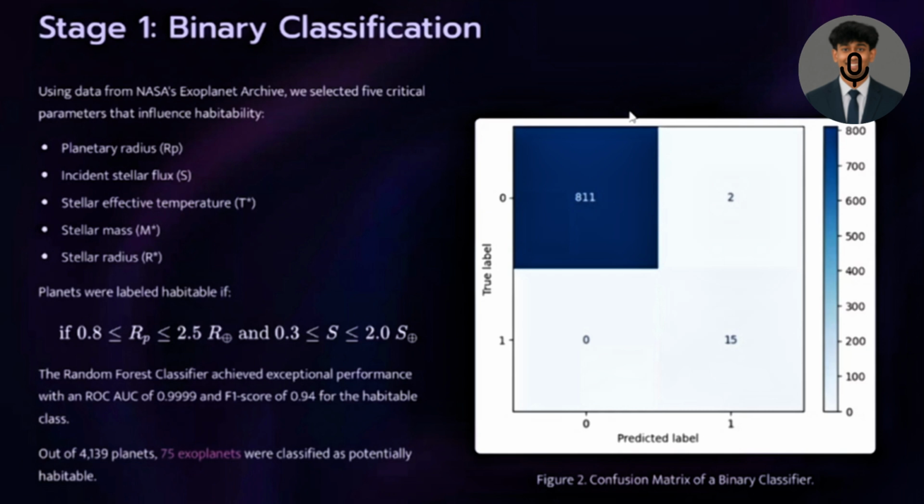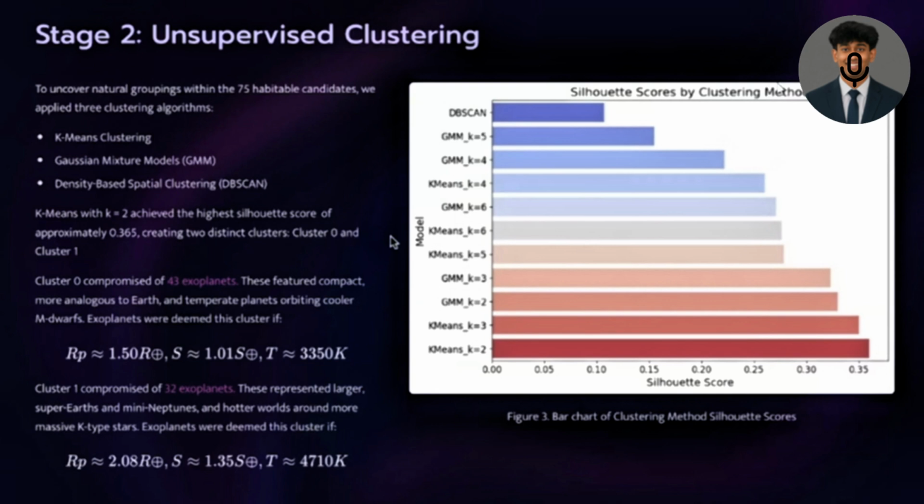This is a small confusion matrix showing the true positives, the false negatives, and everything there. Then from that, we moved into the unsupervised clustering, which was stage 2. From the 75 habitable candidates, we applied 3 clustering algorithms: k-means, GMM, and DBSCAN. Here's a quick bar graph, and at the bottom you can see that k-means with k equal 2 achieved the highest silhouette score. Because of this, it is the clustering method we used. The k equal 2 represents the number of clusters, which are cluster 0 and cluster 1 in this case.